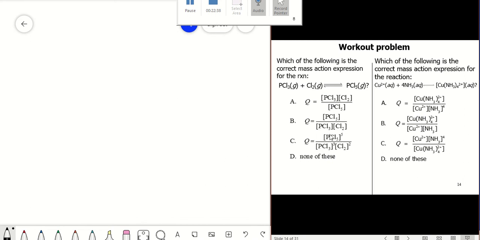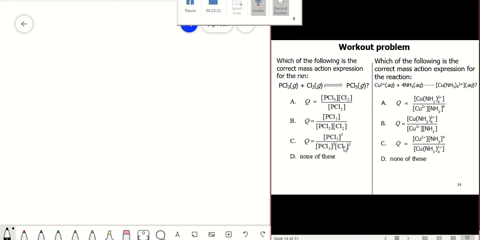For instance, let's try this one on the left. Which of the following is the correct mass action expression for the reaction? What is the mass action expression? It's the same as the reaction quotient, which is Q. So for the given reaction, PCl3 gas plus chlorine gas is converted to PCl5 gas. Everything's a gas, so everything will be included. What will be Q? Q will be the products, PCl5 raised to the power of 1, divided by the reactants, the concentration of PCl3 to the power of 1 times the concentration of Cl2 raised to the power of 1. Do we see anything like that? Yes, we do. So the answer will be B, right?